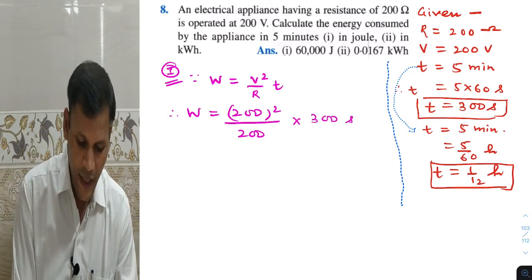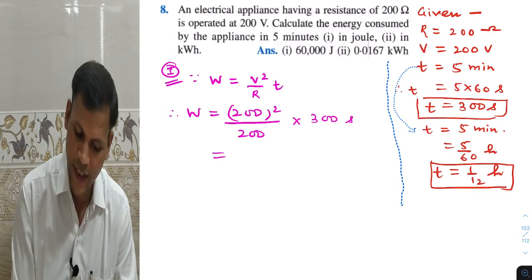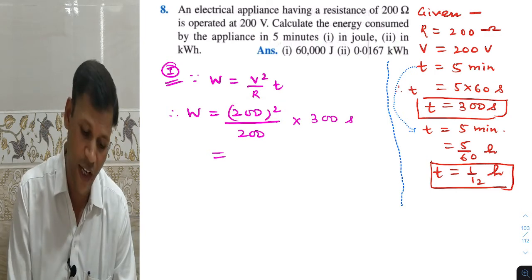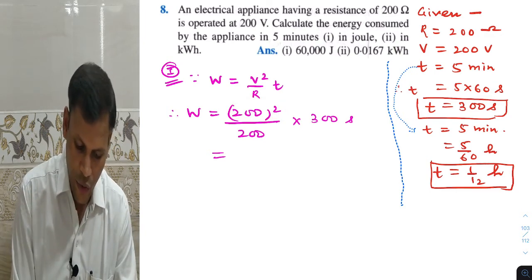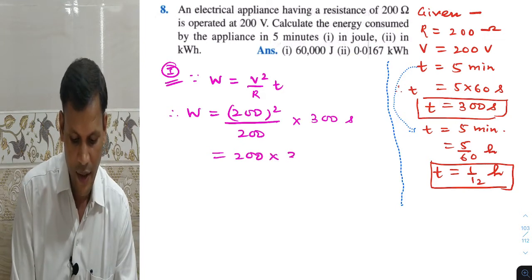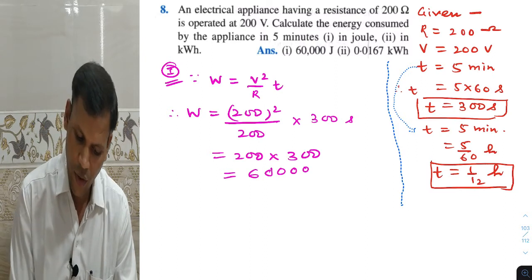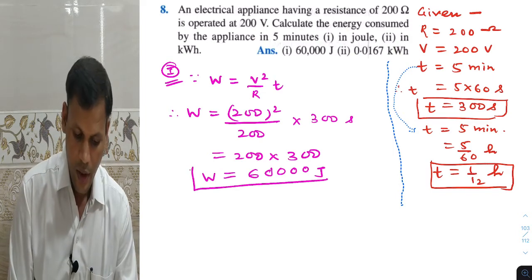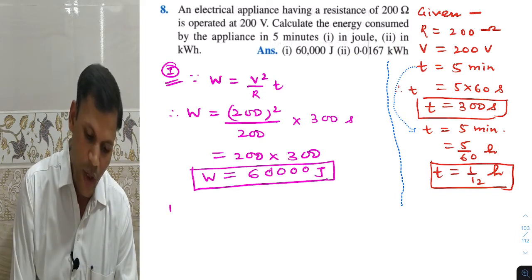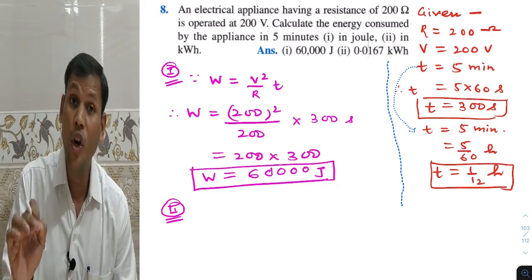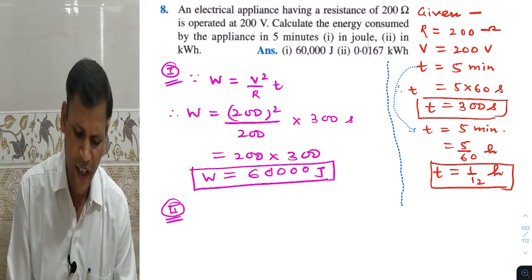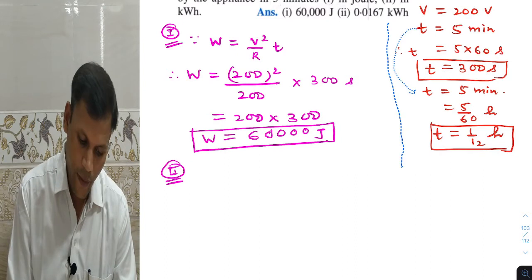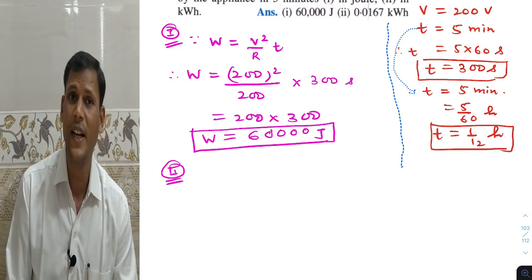So it becomes, एक 200 cancel हो जाएगा because 200 into 200 it is. So सिर्फ 200 into 300 बचेगा, that we will write. So it will be 200 into 300, that will be 6 and 4 zeros, which I can write, okay, that much joule because they were asked to us in terms of joule. Now in second part we have to calculate this one in kilowatt hour. So again this joule, okay, मैं दो मेथड से कर सकता हूं.